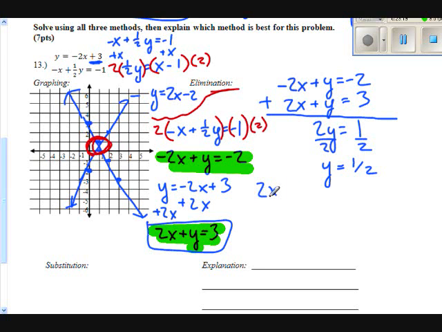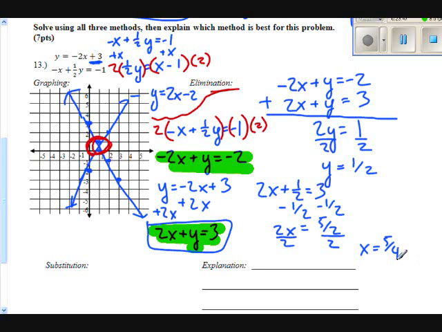See, that's 2x plus 1/2 equals 3. So if I subtract 1/2 from each side, and for this one, you could eliminate the fractions if you want. That's going to be a 2.5, which is 5/2. And then if you divide each side by 2, dividing by 2 is the same as multiplying by 1/2. So you're going to end up with x equals 5/4.